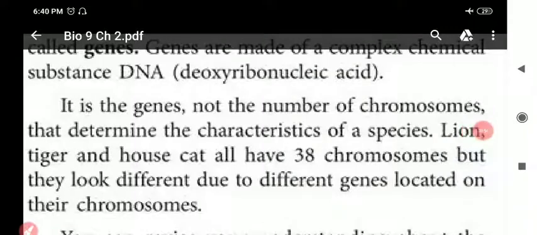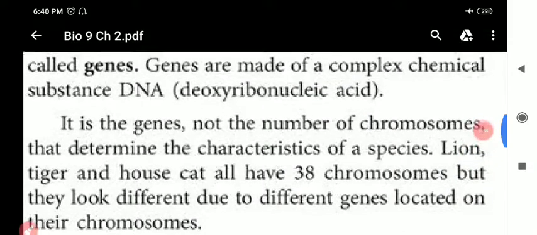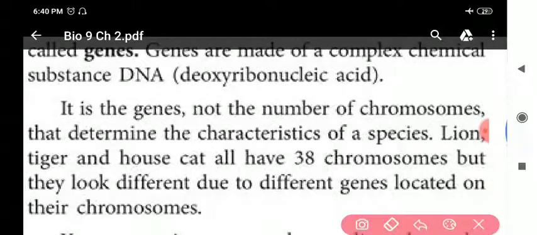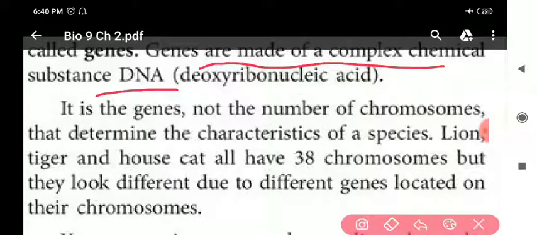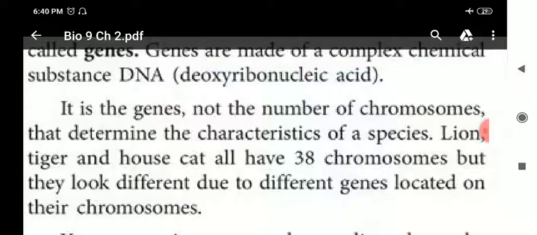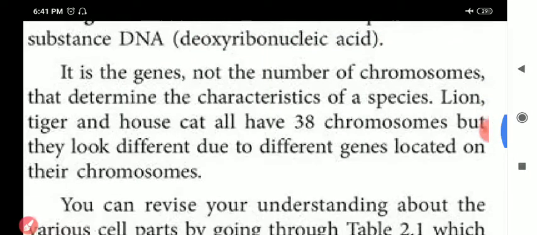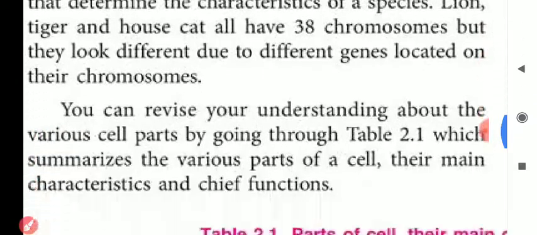Next, you see that genes are made of the complex chemical substance DNA. DNA is genetic material, clear. So genes are made up of DNA, deoxyribonucleic acid. So hereditary units are known as genes.